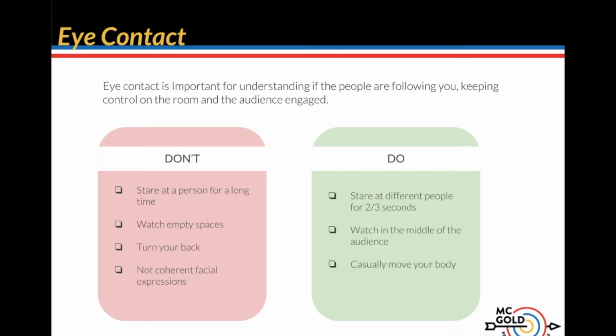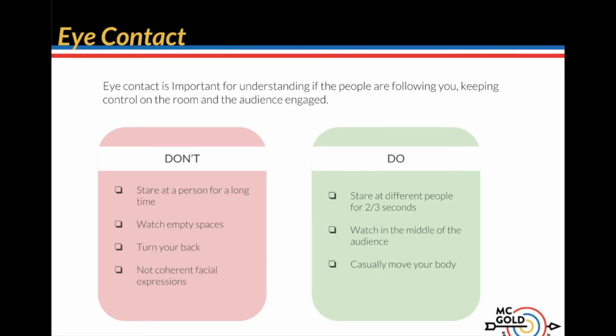And don't have incoherent facial expressions. Just try to make your facial expressions follow whatever you're saying. Then do stare at different people, as I said, for 2-3 seconds. Watch the middle of the audience. This can help you not stare at one specific person, and then casually move your body.